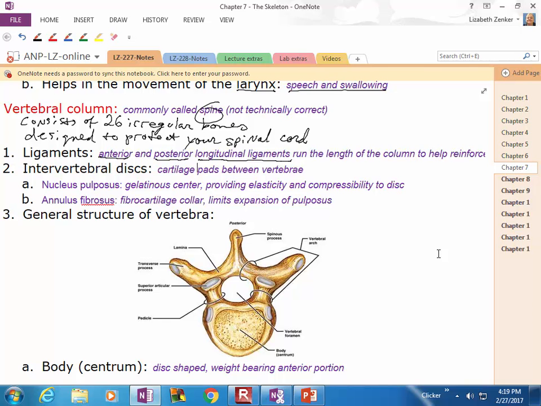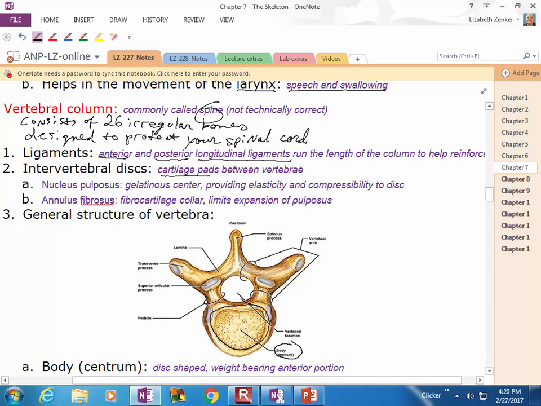Okay. The intervertebral discs are cartilage pads between the vertebrae, and they go in between the vertebral bodies. If you look at the body, also called the centrum, this area right here is the same shape as what the intervertebral disc looks like.